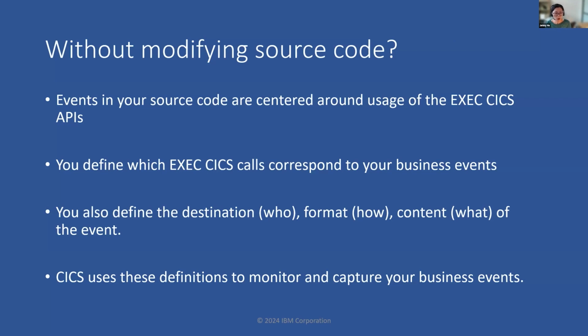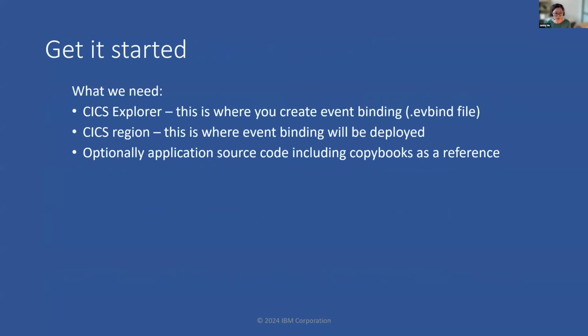And also you can say where you want that event, what the format is, and what kind of things you want in the event when such a business application did that thing. That's all you need to define, then install it to CICS, and CICS will automatically monitor and inform you when that happens. So to get the business event definition started, we need a tool called CICS Explorer.